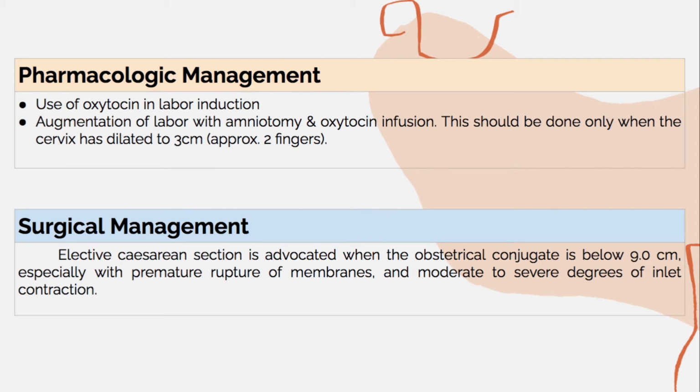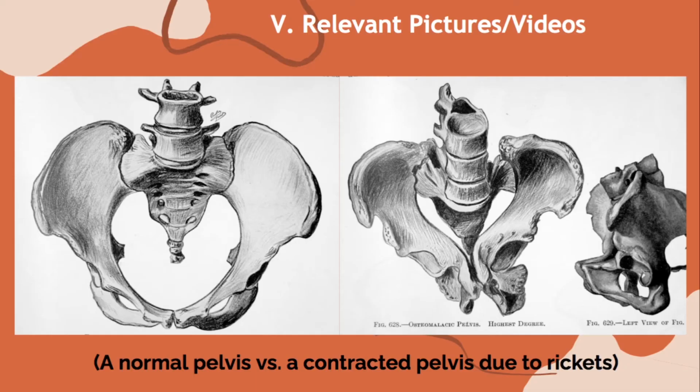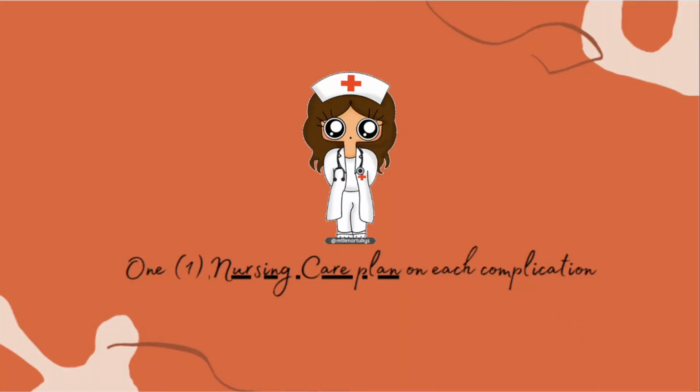For surgical management, elective cesarean section is advocated when the obstetrical conjugate is below 9 centimeters, especially with premature rupture of membranes and moderate to severe degrees of inlet contraction. Seen here are pictures of a normal pelvis versus a contracted pelvis due to rickets. Next is a nursing care plan on inlet contraction.